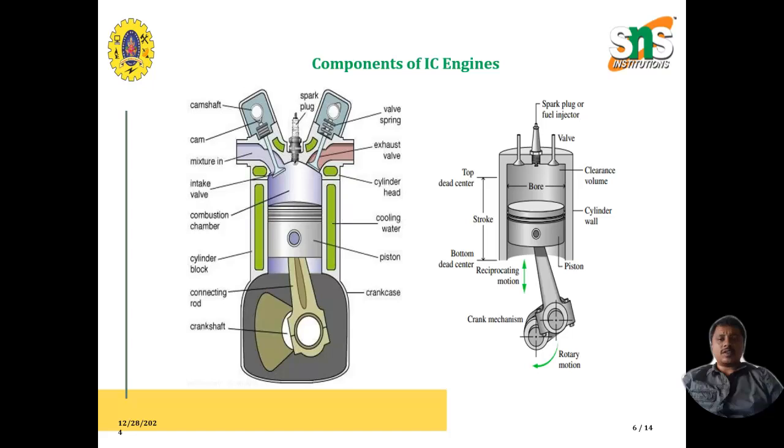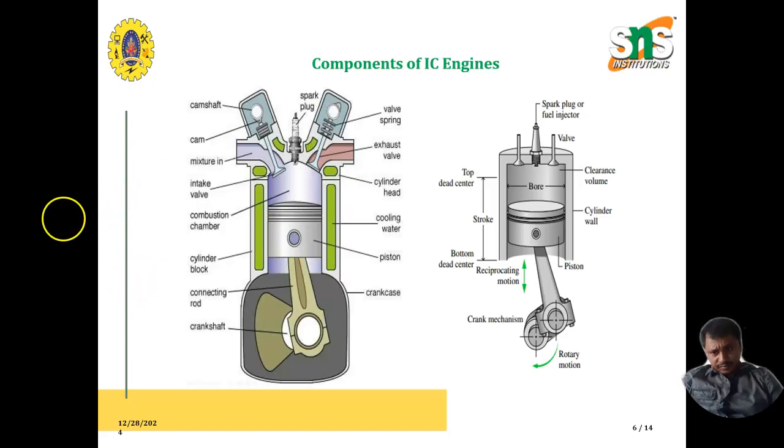Coming to the components of the IC engine, that is the internal combustion engine, you can see here the valve. The valve is the most important component because it is the passage for the fuel entry and the burnt gas which exits the engine. The valve is operated by a mechanism called the cam mechanism. This cam is operated by a shaft called the camshaft. The fuel enters the engine through an intake valve. Next, the burnt fuel exits the engine through the exhaust valve.